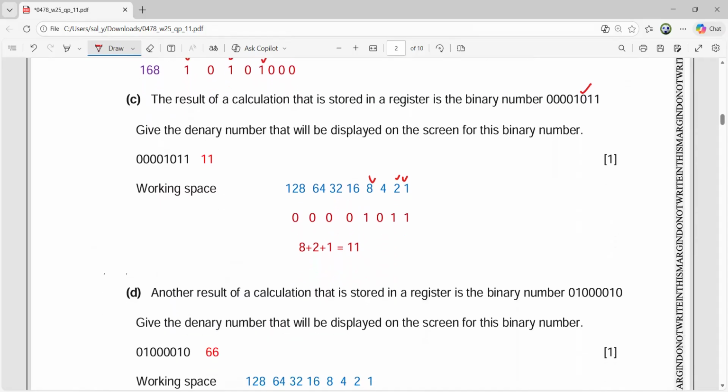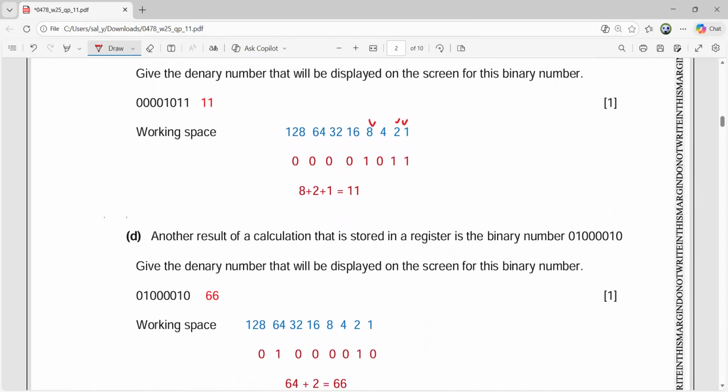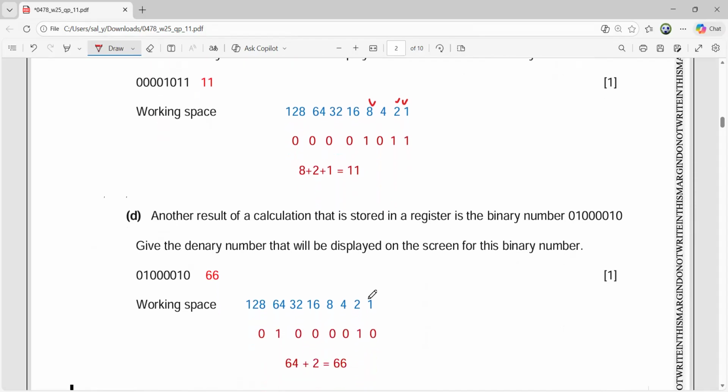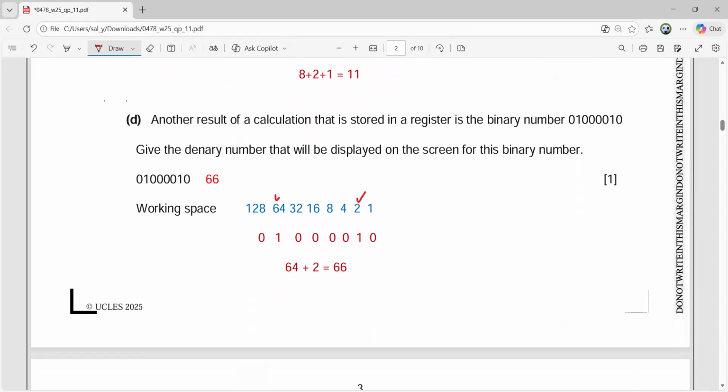Another result of a calculation that is stored in a register is the binary number. Another binary number is given to you. Give the denary number that will be displayed on the screen for this binary number. Another value is given to you and you are supposed to do the same process, and you have to add the bits that are turned on. So in this case, the bits that are turned on are 64 and 2, and 64 plus 2 is 66. So this is your final answer, and again, you will be able to obtain 1 out of 1.